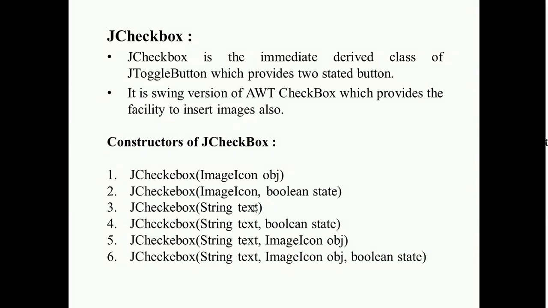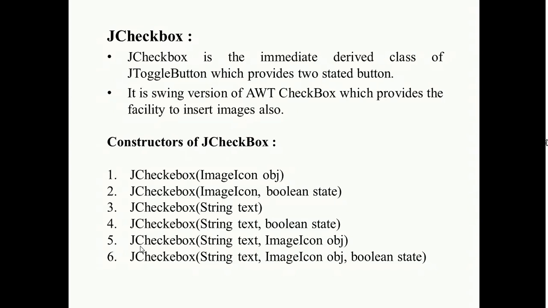If it is true, then the checkbox initially appears as selected, and if it is false, it is unselected or unchecked. Third constructor having one parameter, String text. The text is a string that appears on the checkbox. Fourth constructor, JCheckBox, having two parameters, String text and boolean state. Same, String text is the text of the checkbox, and boolean state is the initial state of the checkbox.